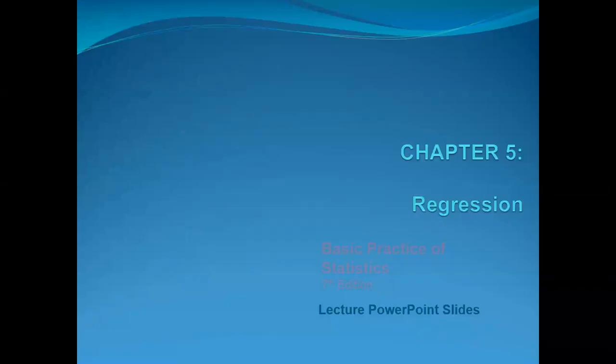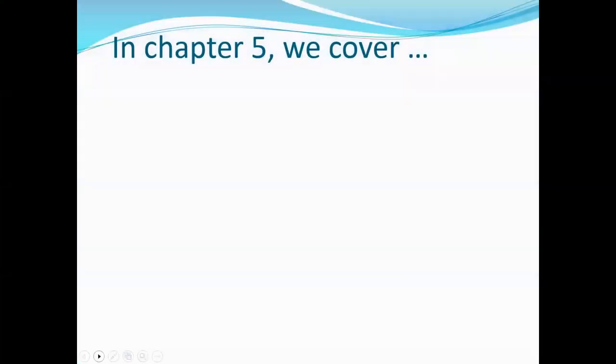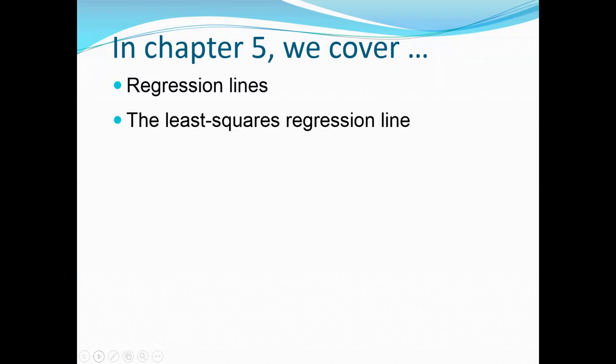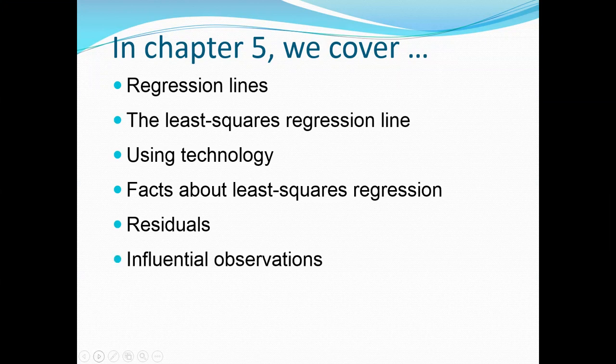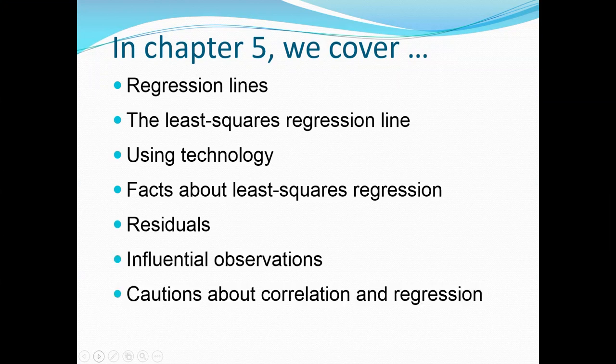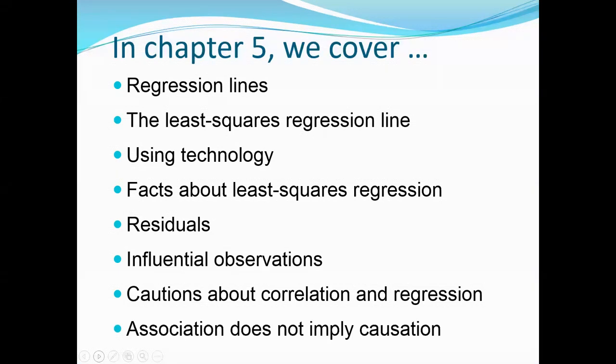All right, let's take a look at the PowerPoints for Chapter 5, Regression. In Chapter 5, we cover regression lines, the least squares regression line, using technology, facts about least squares regression, residuals, influential observations, cautions about correlation and regression, and the fact that association does not imply causation.